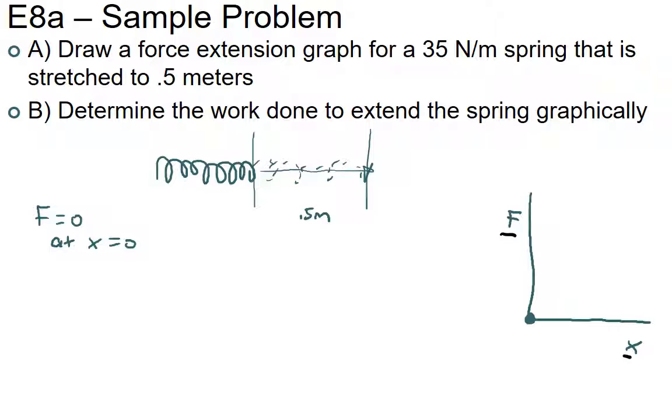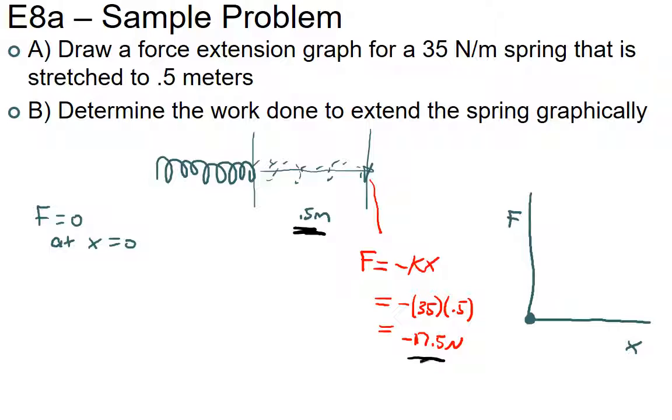We have force on the y-axis, X position on the x-axis, and at the 0 position right here, where it's not stretched, there's no force. So we know this position is fixed, right? And then as this stretches, what's happening to the force that we have here? We know that force equals negative kx. This is Hooke's law. As we stretch the spring, it tries to restore it back to the original position. At 0.5 meters, it's trying to restore it with this much force, negative 17.5 newtons.